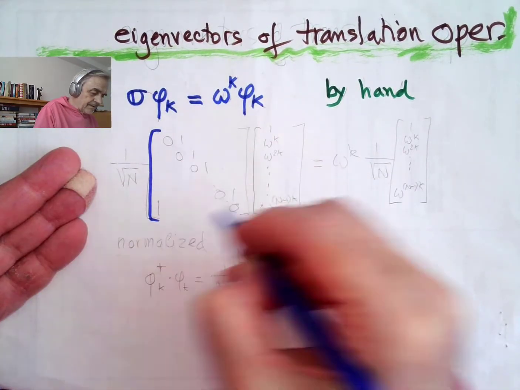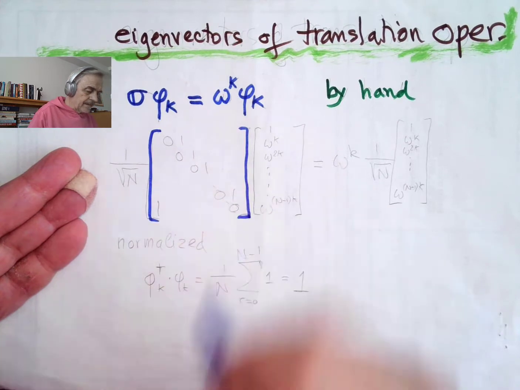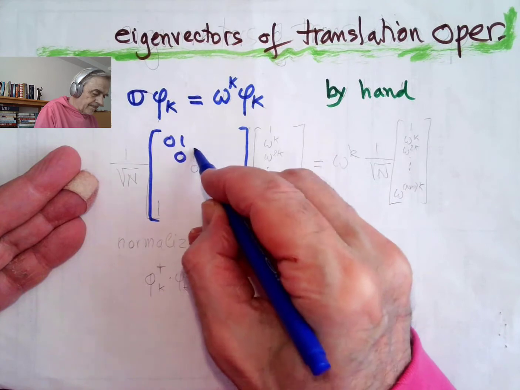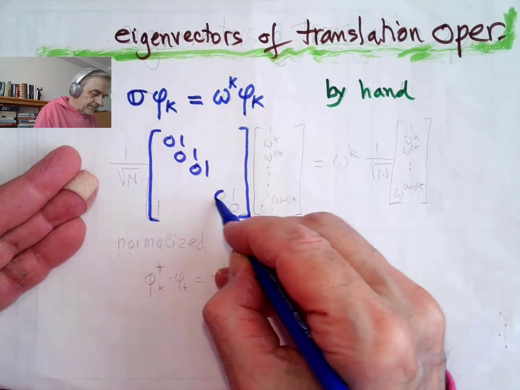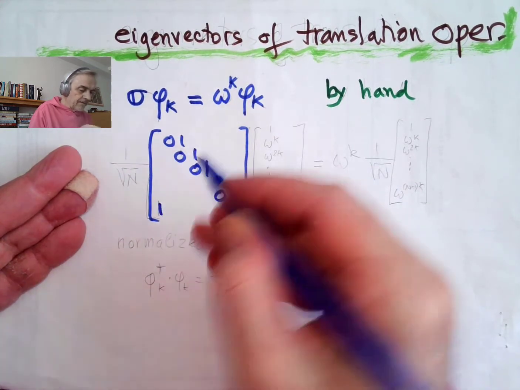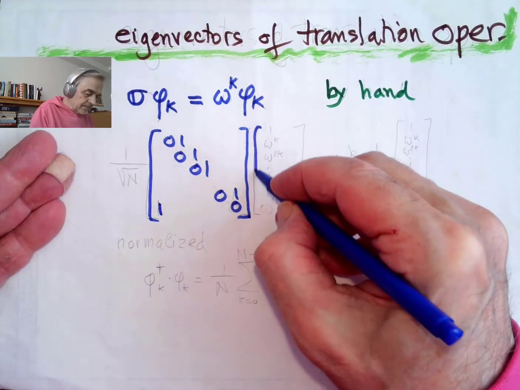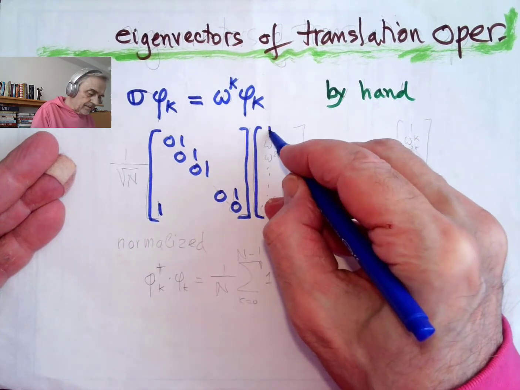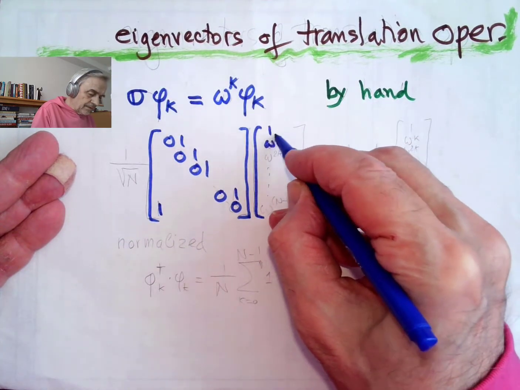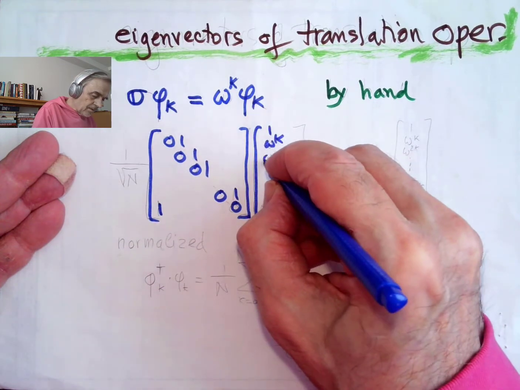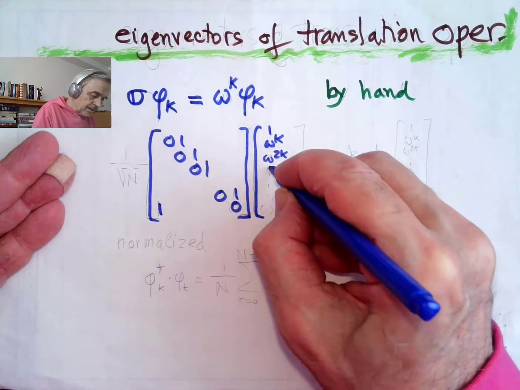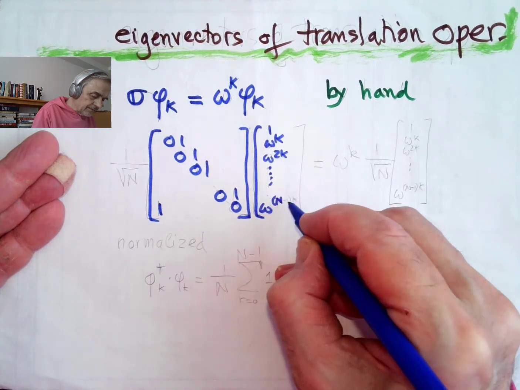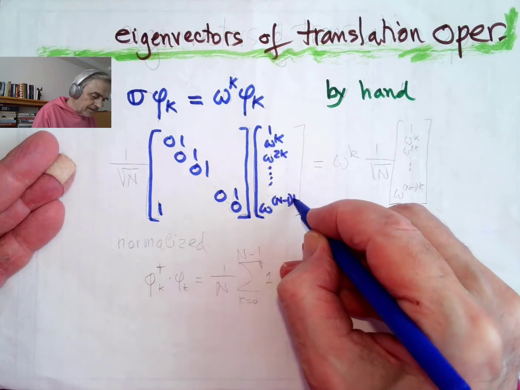Here is the translation operator, or the shift operator: one lattice shift and zeros every place else. Look at a candidate for the eigenvector: entry 1, omega to the k, omega to the 2k, dot dot dot, omega to the n, if this is an n-dimensional vector, to the k.